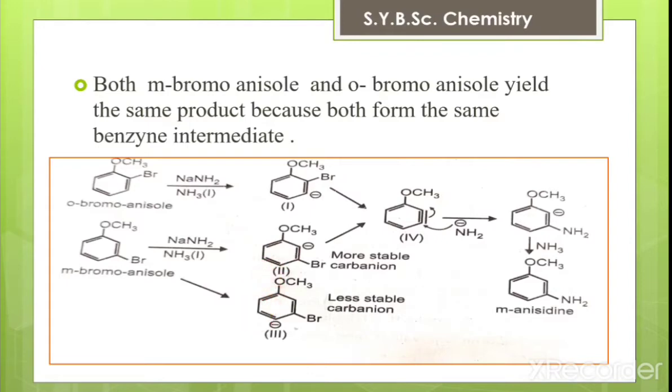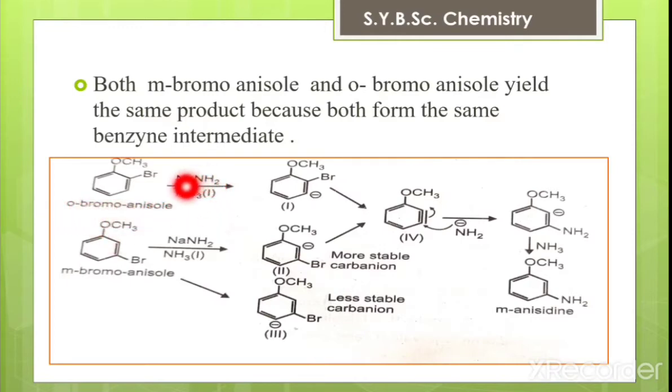In the second, the negative charge is stabilized because of the adjacent OCH3 group. That means this negative charge is stabilized by the adjacent OCH3 group, which is electron withdrawing by inductive effect. Therefore, the same benzyne, that is this fourth structure, is formed in both cases. This is the simple explanation. I have repeated it here.